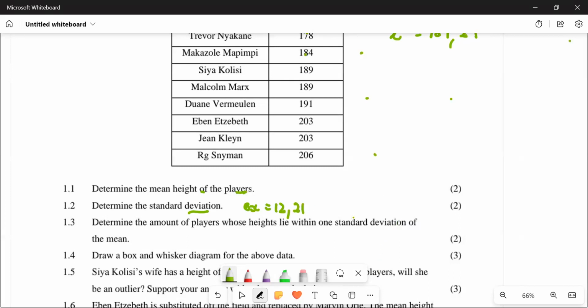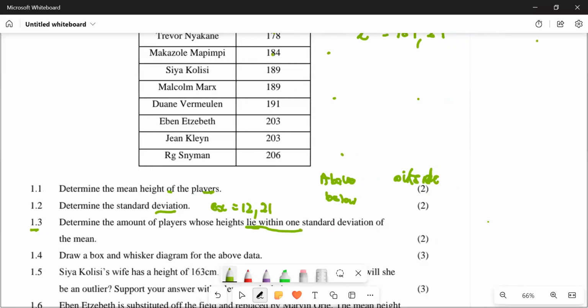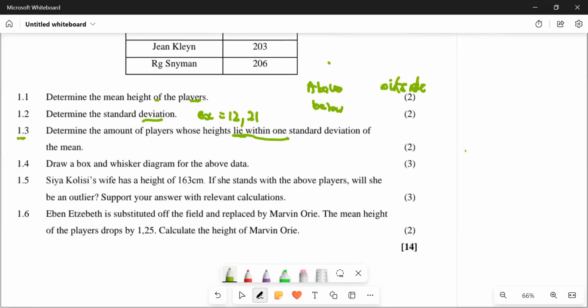Now, number 1.3, they say determine the amount of players whose height lies within. Remember the words that they can ask us are within, above, below, or outside. So these are the words that we need to remember. Here they're talking about within. How do we get this one?